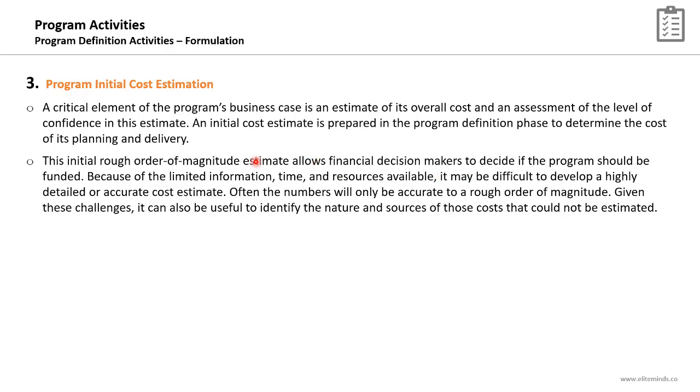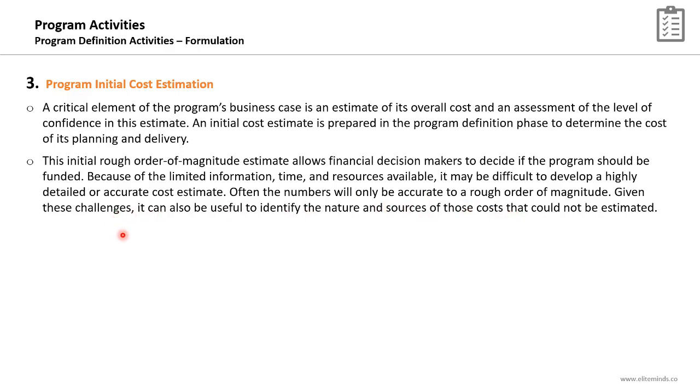So as an executive of an organization, why should I decide to proceed with a program or not by looking at the program business case? I want to look at the benefits and expected revenue or value and compare it with the initial cost estimate. It will be a rough order of magnitude estimate because there will be a big range or less accuracy in this estimate. Because of the limited information, time and resources available at this phase, it may be difficult to develop a highly detailed or accurate cost estimate. That's normal. Often the numbers will only be accurate to a rough order of magnitude.